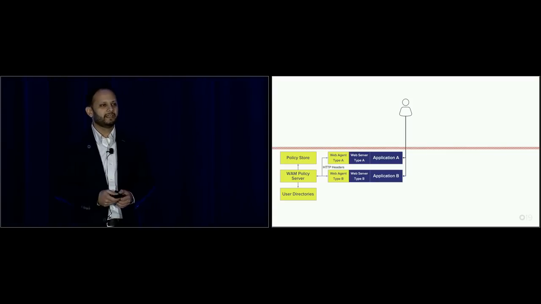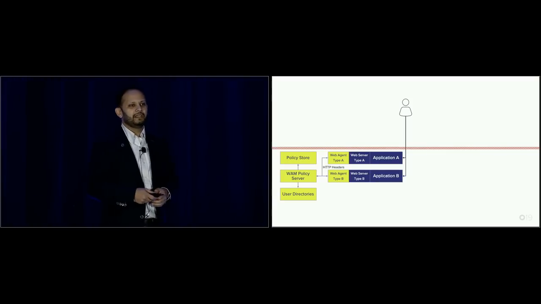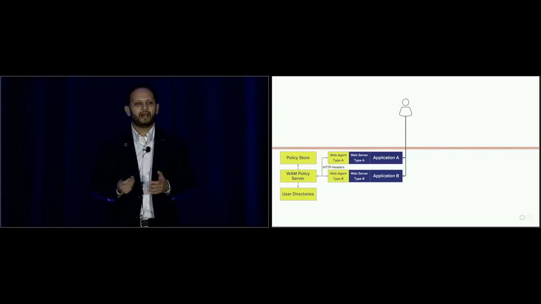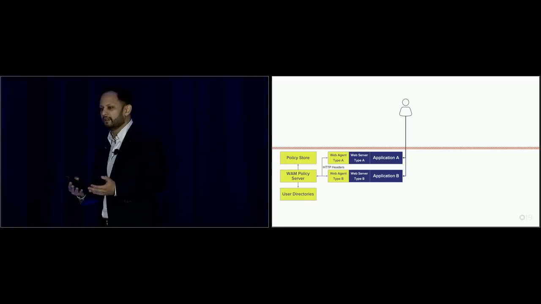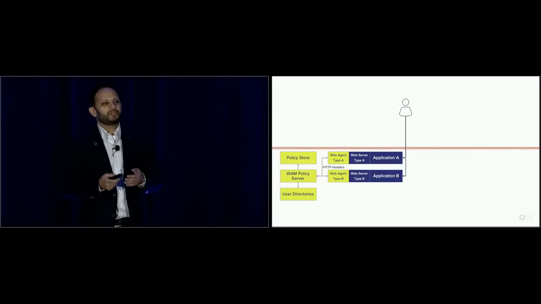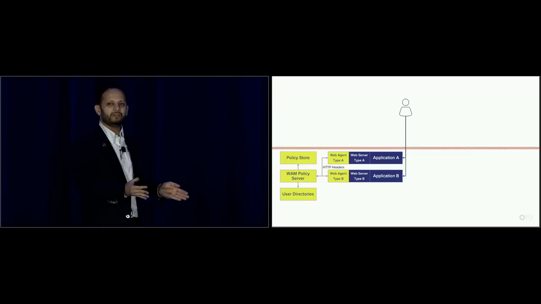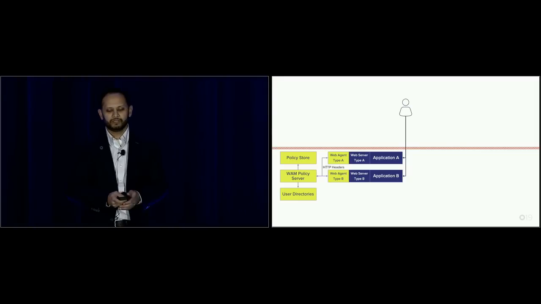You onboard a second application, be it application B, let's say web server B. It could be IIS, Apaches of the world, Oracle HTTP servers. You used to protect it with a very specific web agent which was given out by the policy servers.